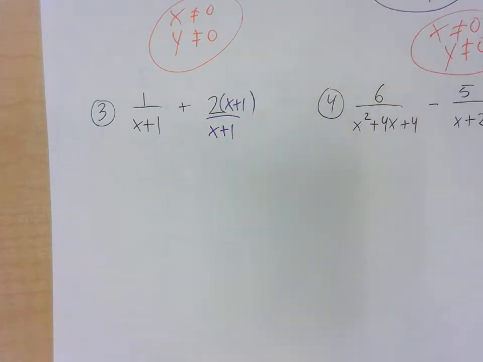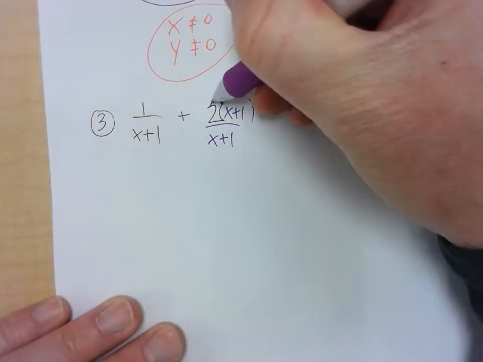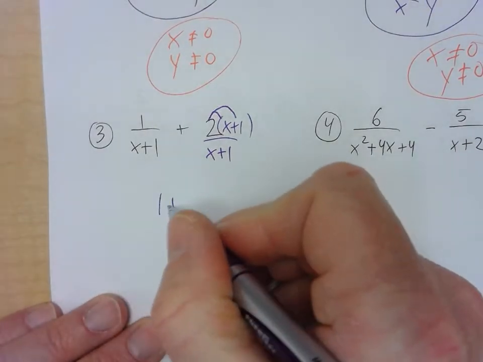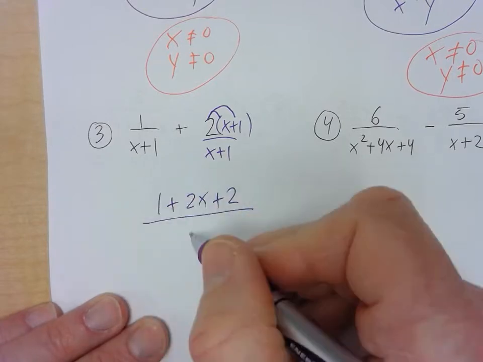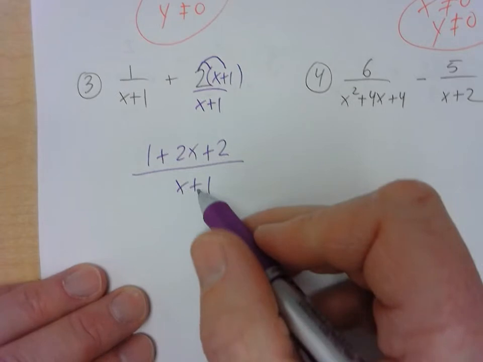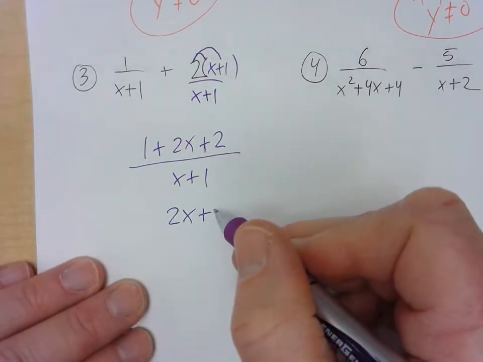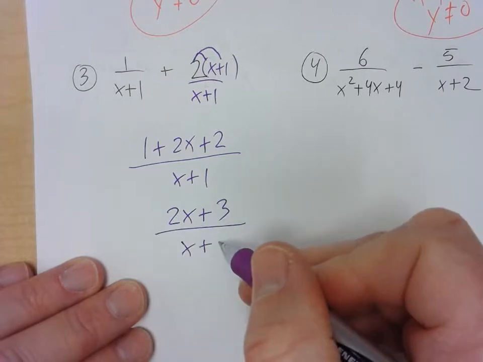That's the whole deal from the last section. Now I can distribute this through the parentheses. So I get 1 plus 2x plus 2 over the common denominator, x plus 1. Then I can add those two together, so I get 2x plus 3, my bad, over x plus 1.